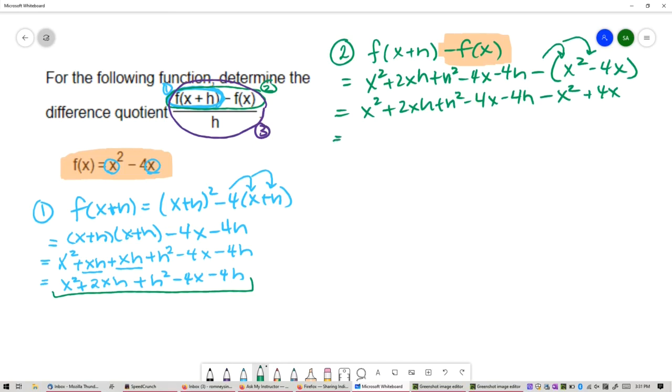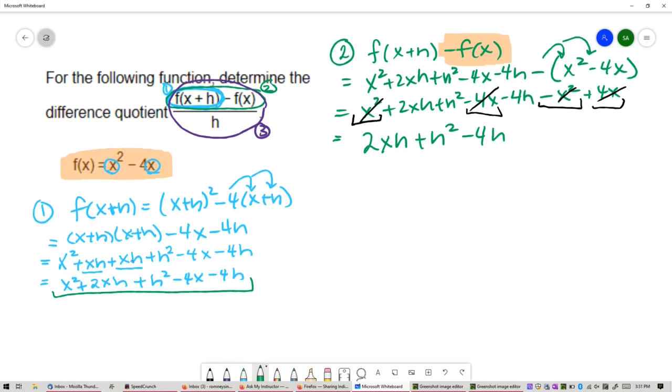And now I do have some like terms that I can cancel out. I have an x squared and a minus x squared. They cancel. And I have a minus 4x and a plus 4x. They cancel. So what's left is 2xh plus h squared minus 4h. And that's the whole numerator.